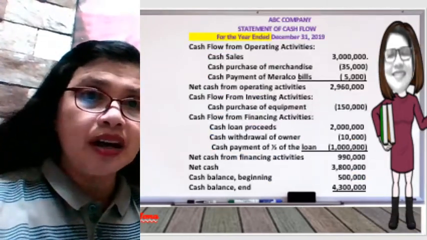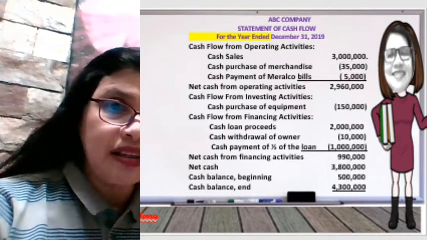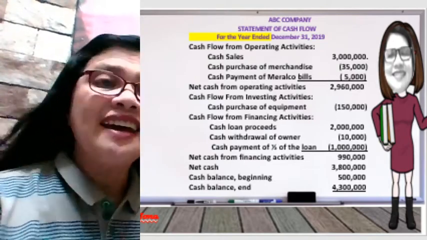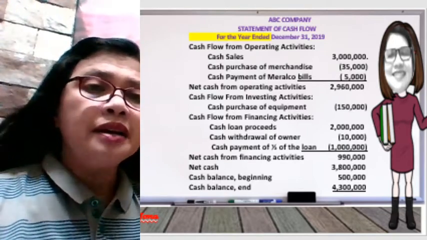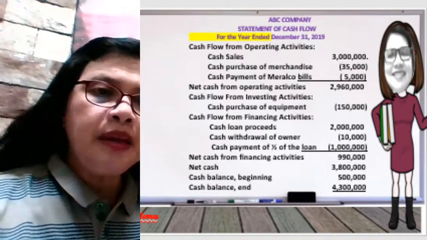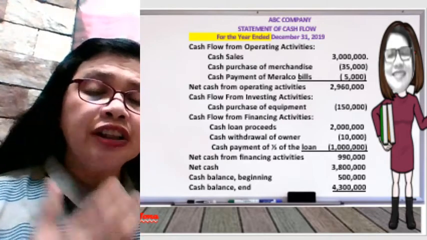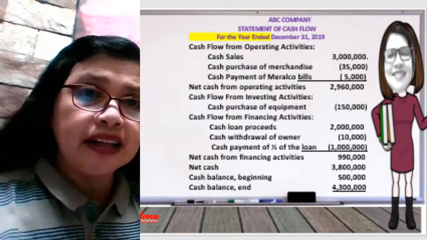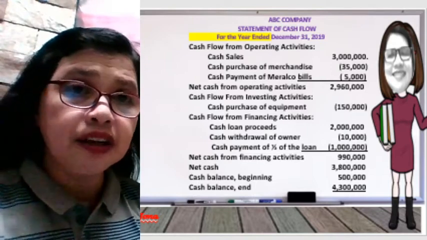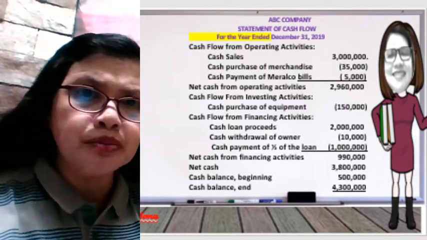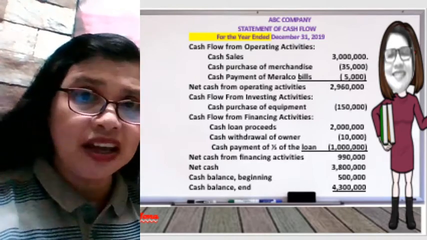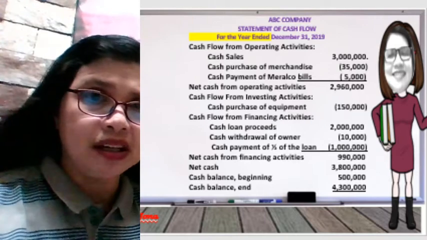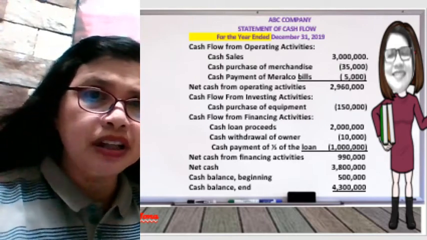So, because the transactions are more or less cash transactions, it would be easier. But I think there is a purchase also on account. Okay, so what is again the operating activity? Yes, we record the major account in the operation, which is trading. So we have to include all transactions pertaining to the trading activities. So here, what are your activities in trading? First is your sales. Okay, so cash sales of 3 million. Then when you purchase merchandise, you paid the other half of 35,000, and you paid your Meralco bill of 5,000. So your net cash from operating activity is 2,960.